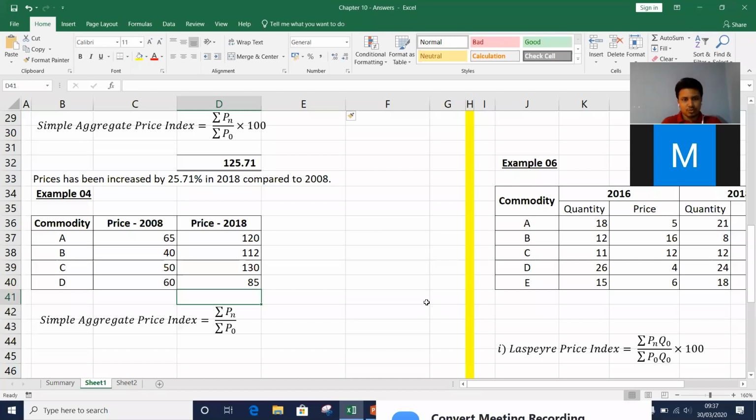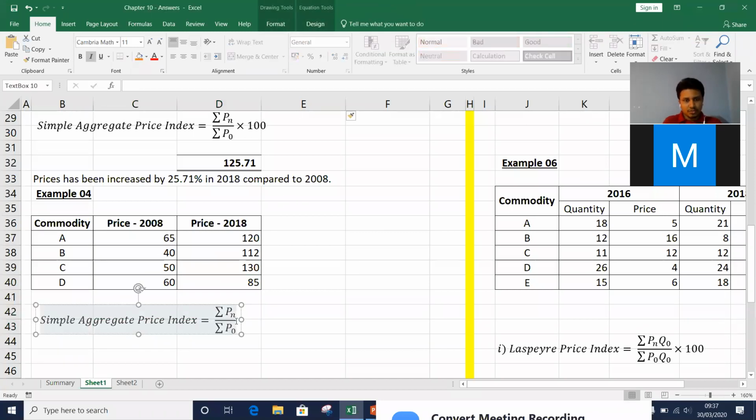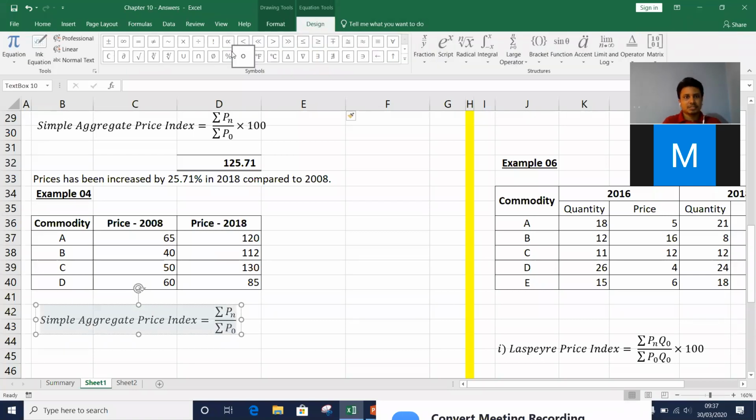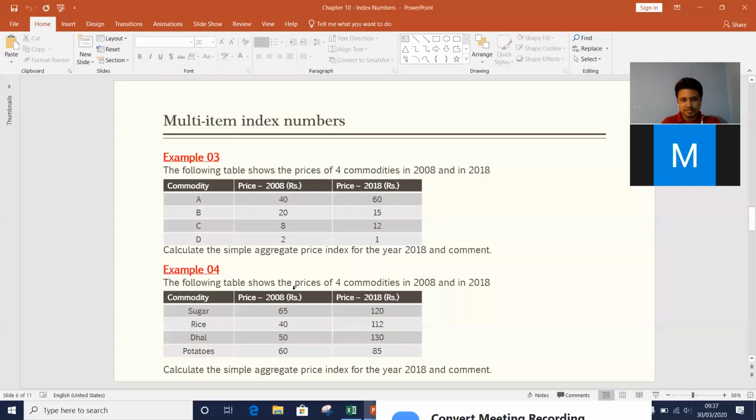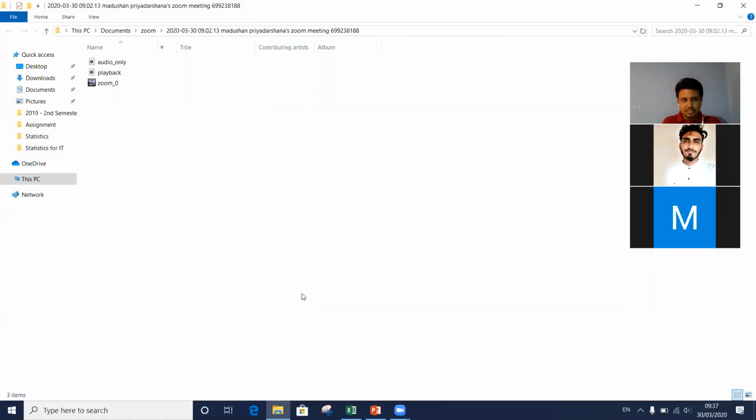Example number 4. So this is the formula we are using: the sum of current year prices divided by the sum of base year prices, into 100. Here, what is our base period? What is the base period? 2008. Yes.